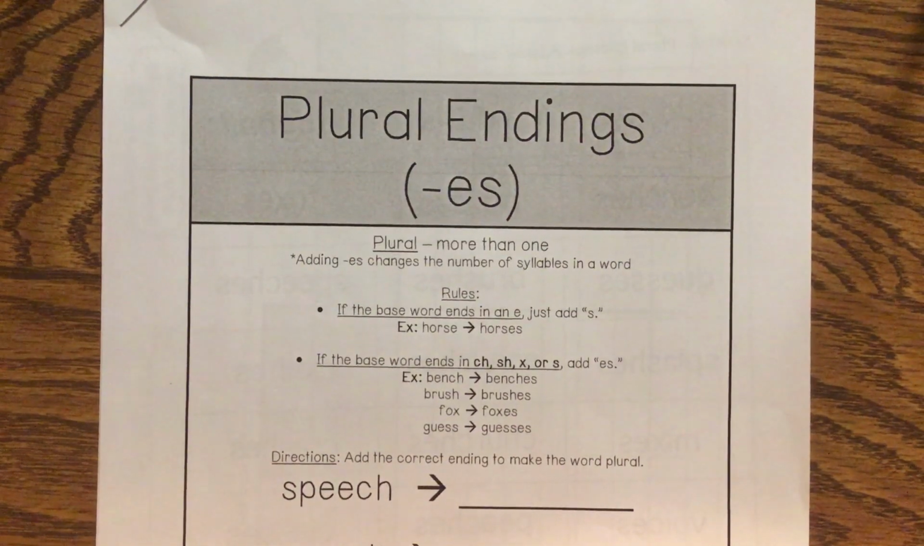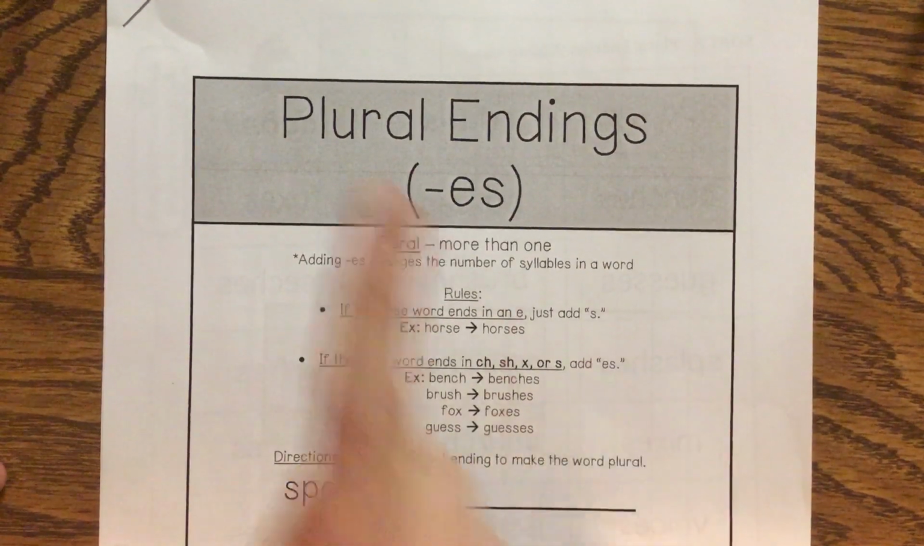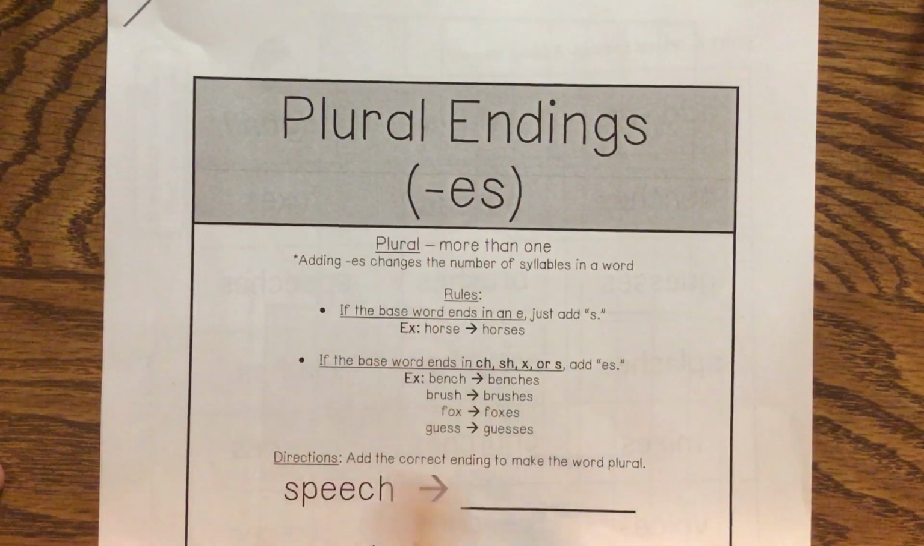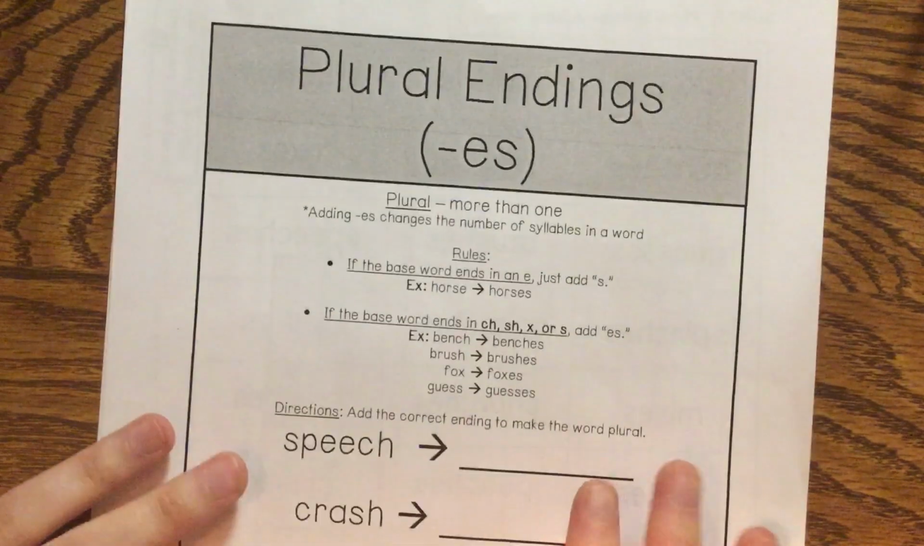Okay, you should be at your desk right now with your word study packet. We are learning a new ending today, plural endings, ES. So make sure this is in front of you. We're going to do our pattern page, and then there's your words for this week, and then we'll move on to our rainbow sort. So for the rainbow sort, you're actually going to need 5 different colors today.